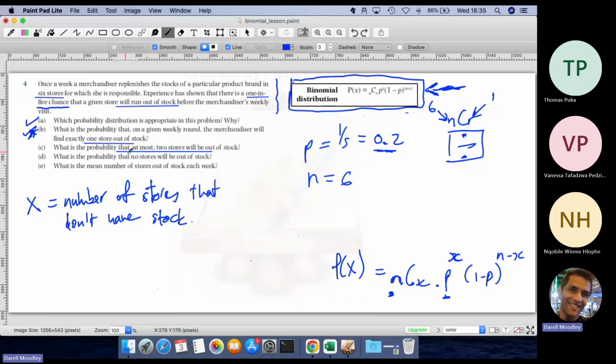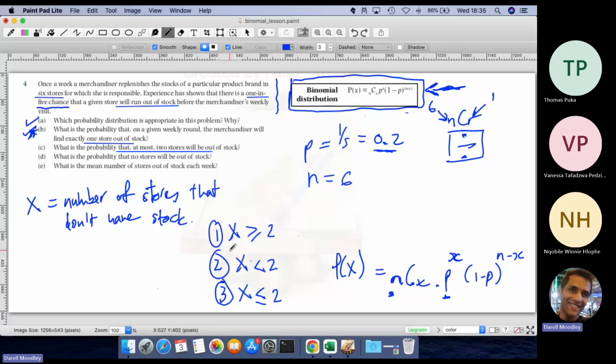Okay, so if you read question C, it says, what is the probability that at most 2 stores will be out of stock? If I had to write that mathematically, at most 2 stores, would that be option 1, X greater than or equal to 2? Would it be option 2, X less than 2? Or would it be option 3, X less than or equal to 2? So those are your 3 options. Which of these options, 1, 2, 3, describes question C?